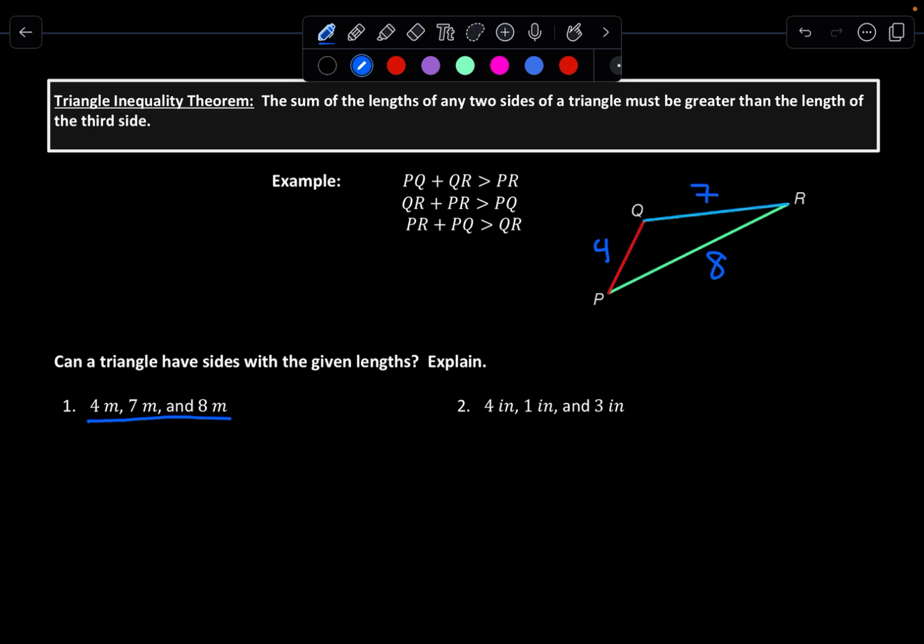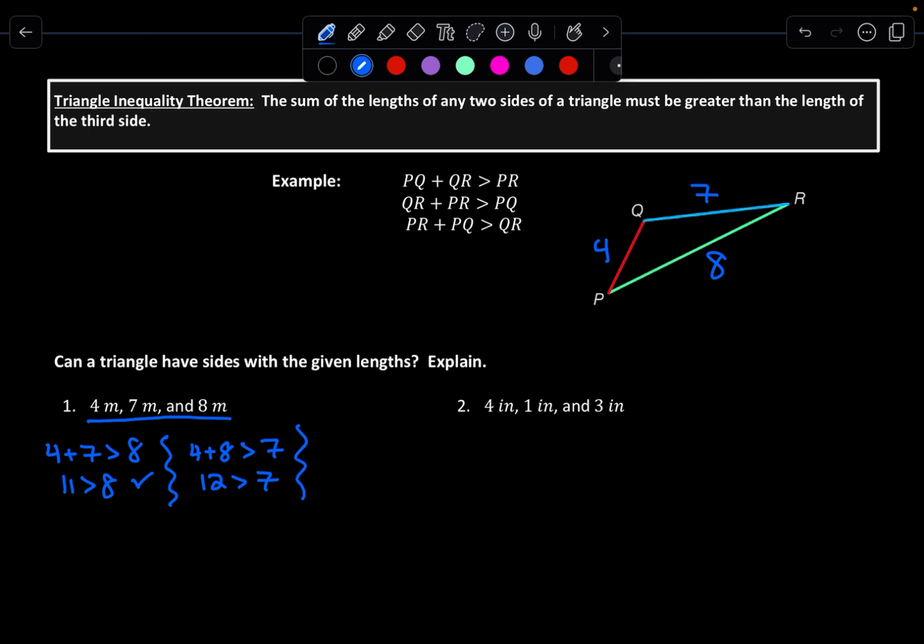So in order for something to be a triangle, if I add any two of these sides together, it has to be bigger than that third side. For example, if I add 4 plus 7, is that bigger than 8? Well, yeah, because 11 is greater than 8. That is a true statement. Now it's also asking if I add the other two sides. If I add the sides 4 and 8 together, is that bigger than the third side 7? Yeah, because 12 is greater than 7.